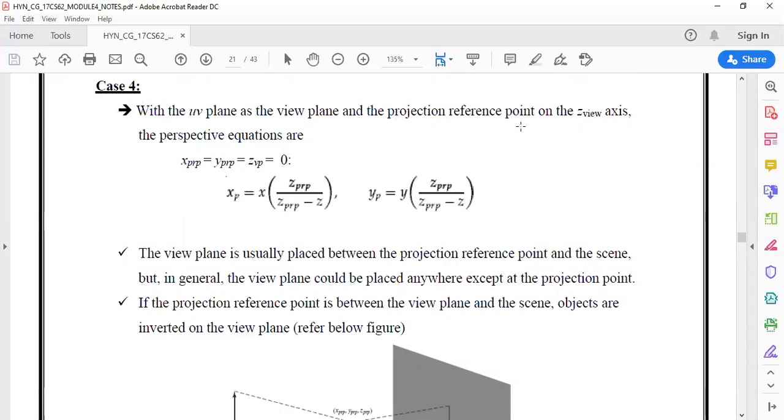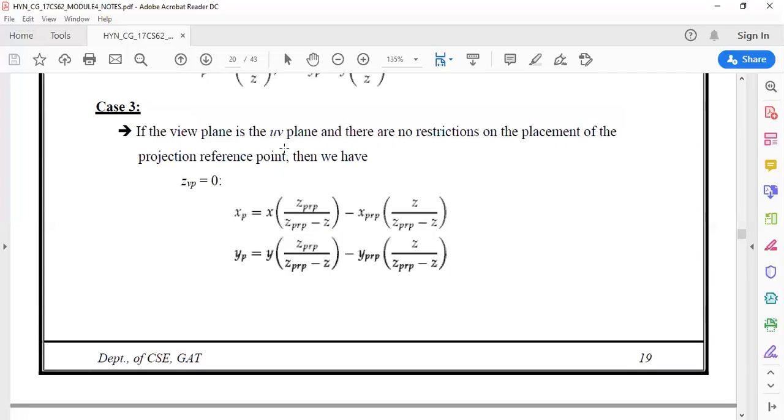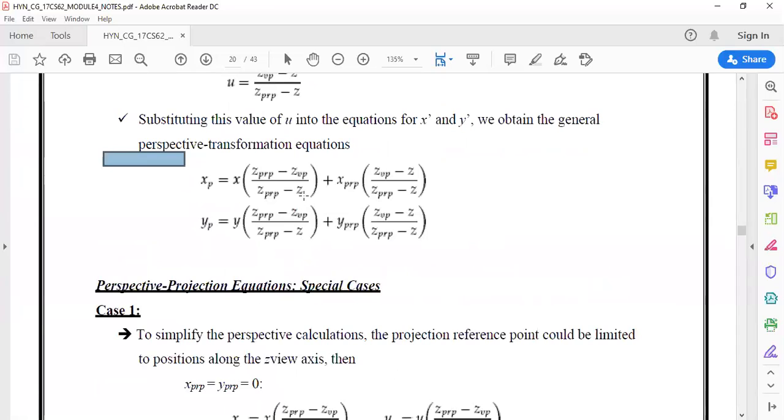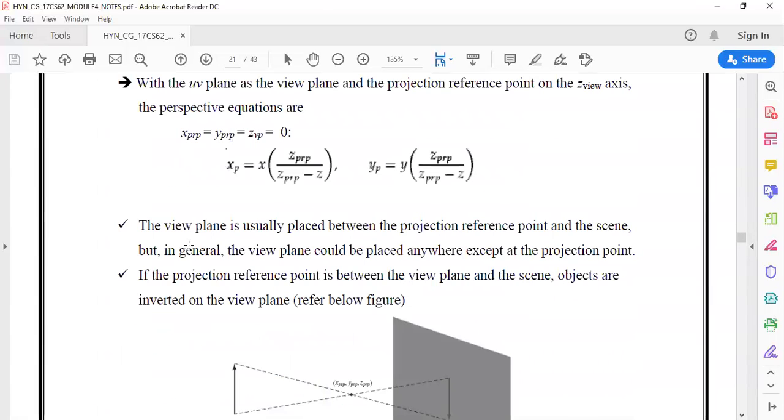Next we have the last case, case 4, with the UV plane as the view plane and the projection reference point on the z view axis. There are no restrictions on the placement of the projection reference point. At that time I will have xprp equal to yprp equal to zvp equal to 0. So in your base equation, substitute xprp and yprp as 0 and zvp as 0, and you will get the new values for your xp and yp.